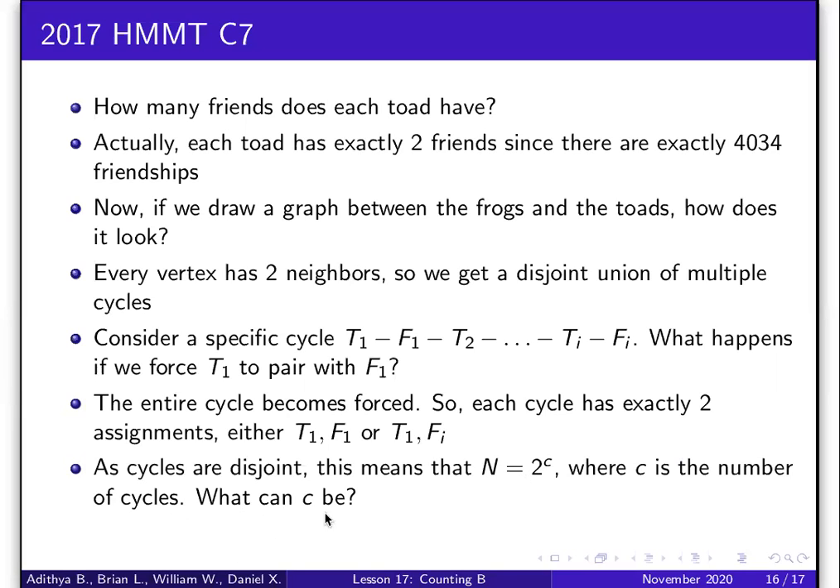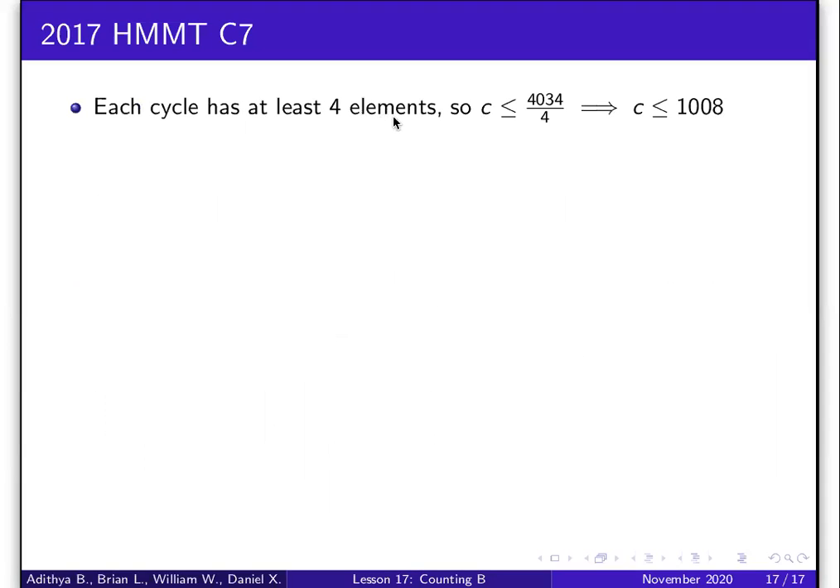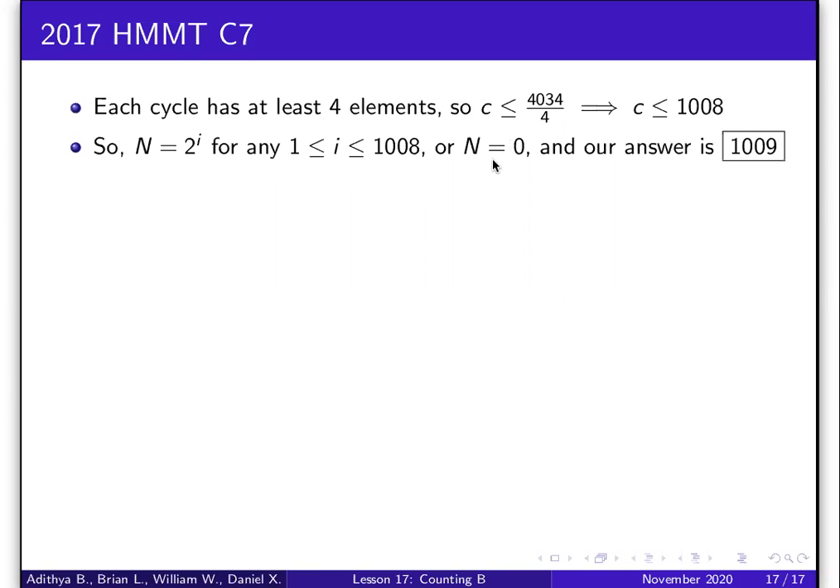So now it just suffices to find what c can be. And this is not hard. Note that a cycle has to alternate between toads and frogs, and we can't have a cycle of length 2, because that would mean that there's a double friendship between T1 and F1 or something. So the minimum cycle length is 4: T1, F1, T2, F2, back to T1. So since each cycle has at least 4 elements and there's 4,034 total vertices, c is at most 1,008. And of course, there's at least 1 cycle.